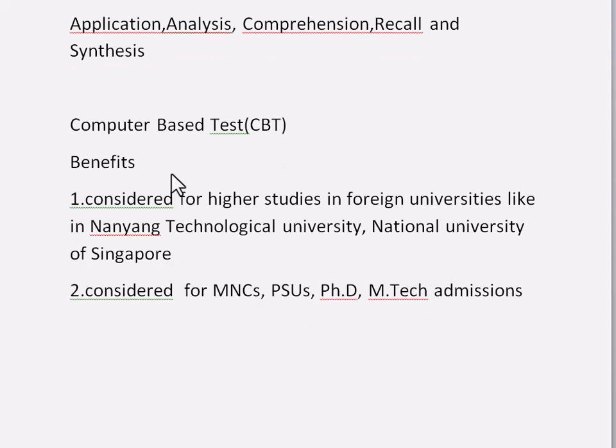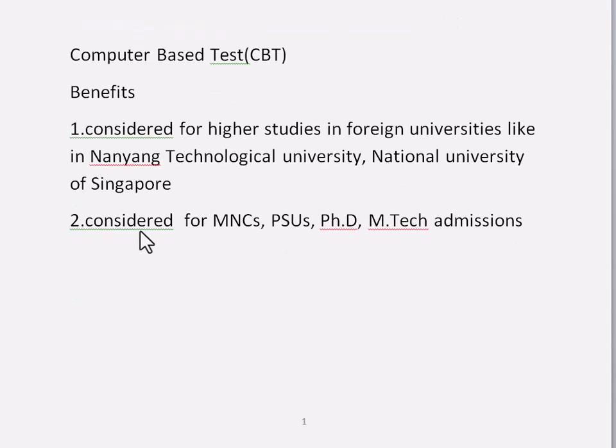And benefits of the GATE score or qualified GATE candidates is it is considered for higher studies in foreign universities like Nanyang Technological University, National University of Singapore, and this is also useful for getting jobs in MNCs, PSUs, for PhD admission and M.tech admissions.